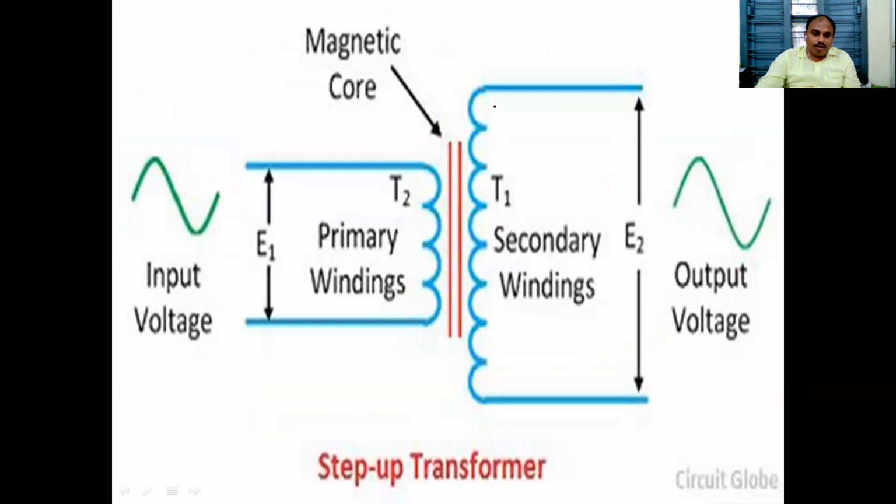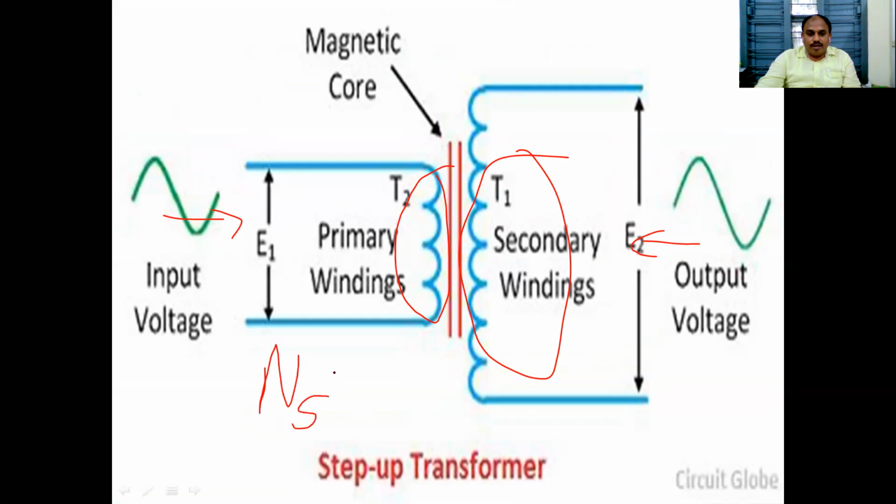So this is a step-up transformer. Fewer turns on the primary and more turns on the secondary. When we give supply, that is called primary. When we connect load, that is called secondary. Primary winding, secondary winding, input to output.